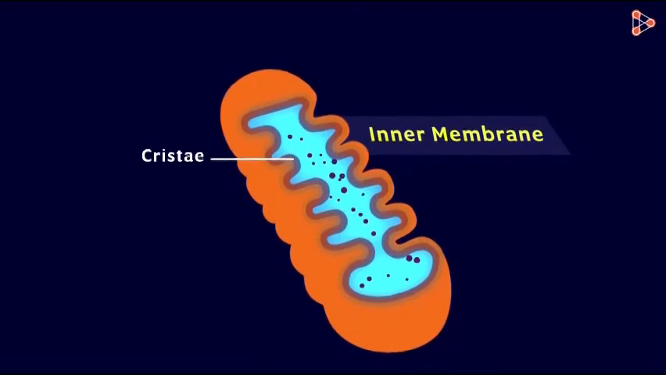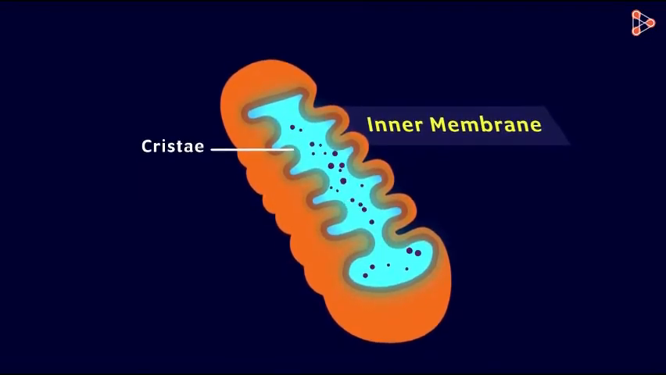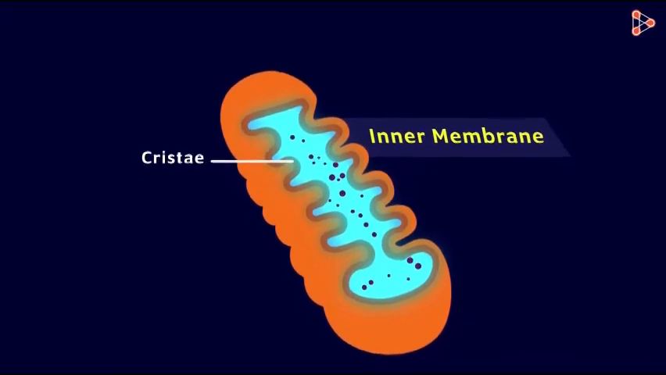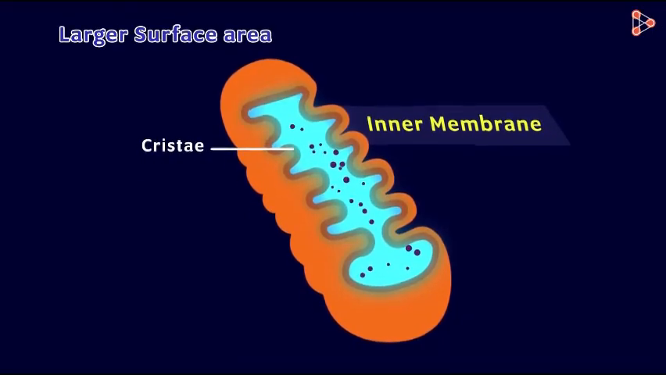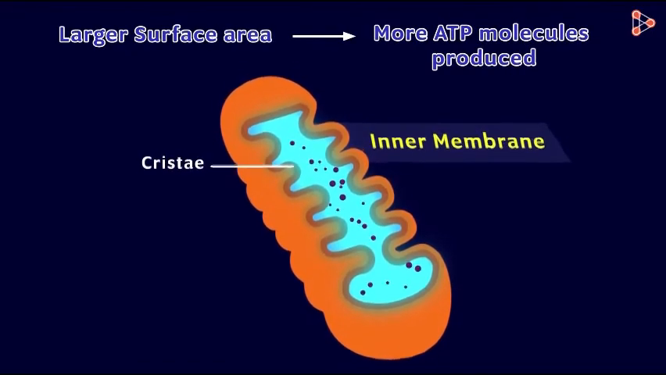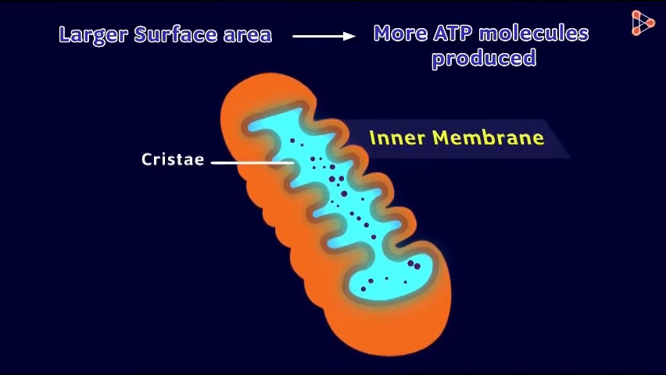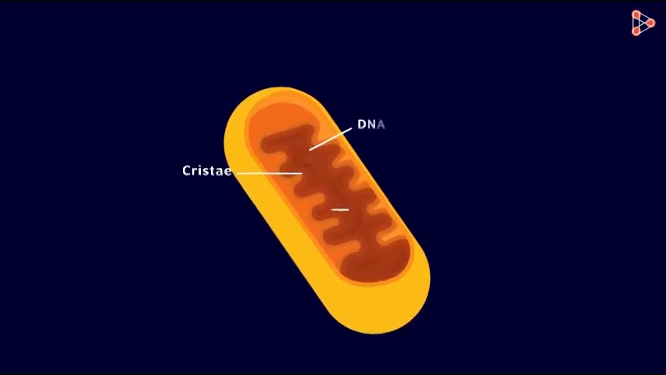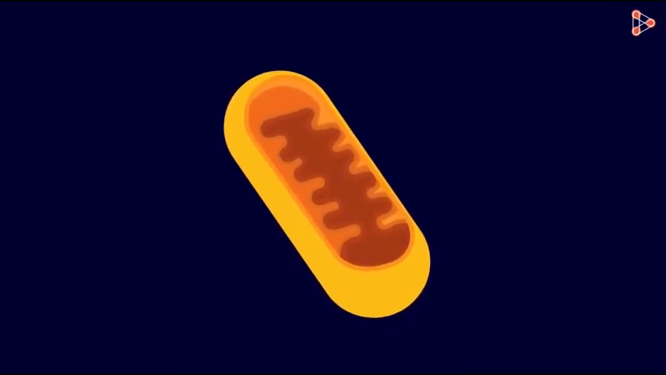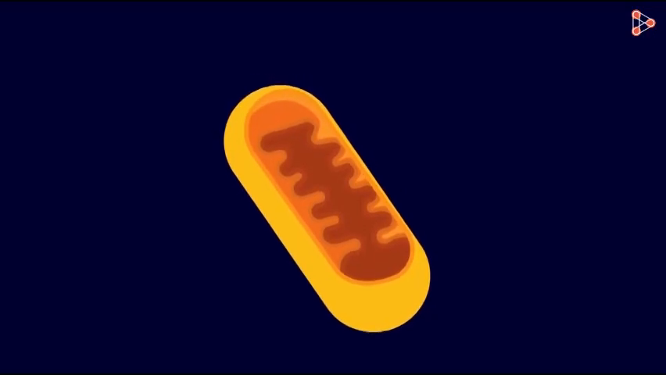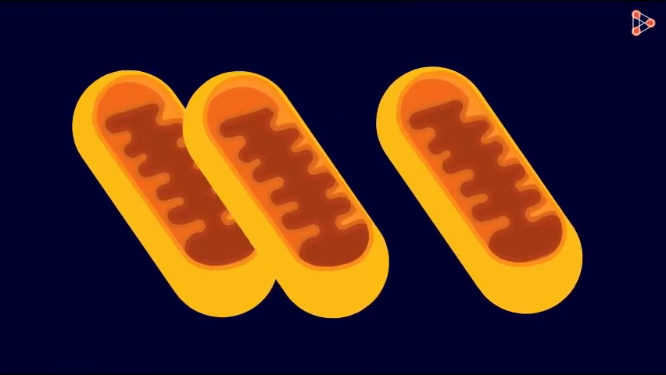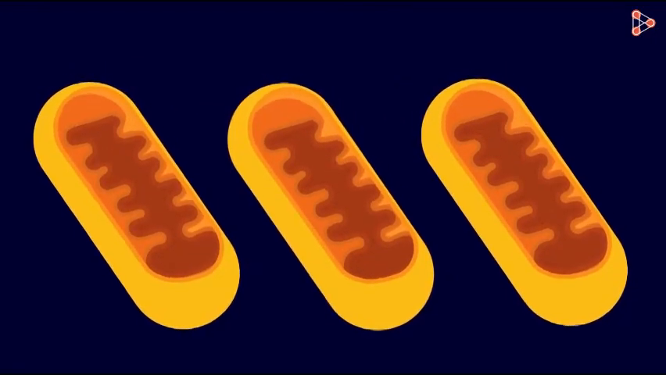The inner part of this membrane has a matrix which contains all the necessary enzymes for ATP production. Thus, the larger the surface area, the larger will be the amount of ATP molecules generated. Apart from this, the organelle has its own DNA and ribosomes just like the nucleus. Therefore, mitochondria can make its own proteins and replicate on its own. That means it makes its copies independent of the other organelles.